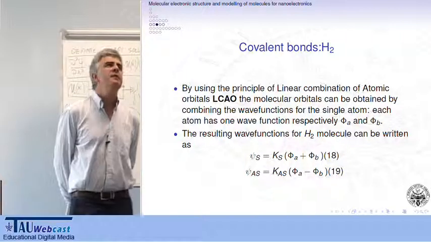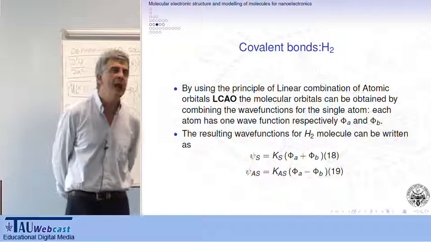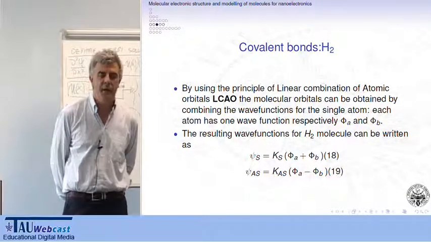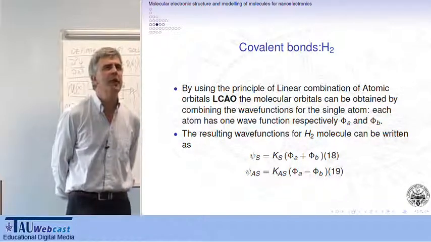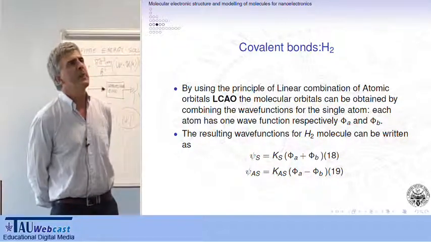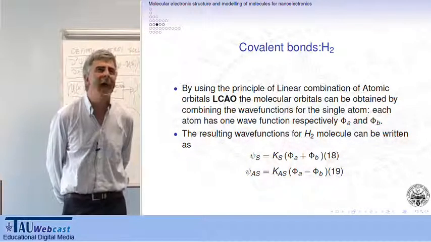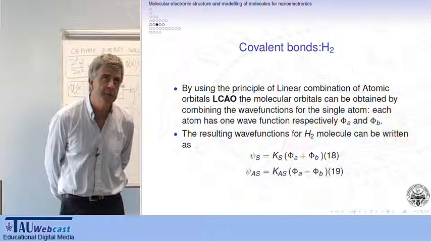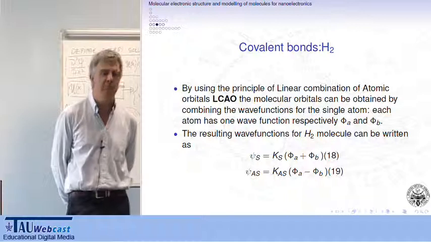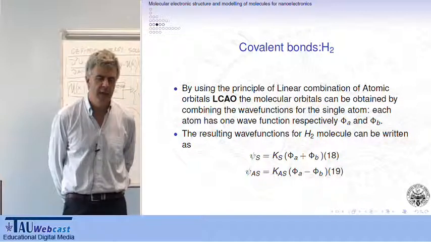So we can define the wave function for the hydrogen molecule by combining the two atomic wave functions. We can say that we have a symmetrical wave function for the hydrogen molecule, psi S, the symmetrical form, where we add the two atomic wave functions, and the other one can be defined as the difference between phi A and phi B. And we can call this wave function psi A, asymmetrical, AS.